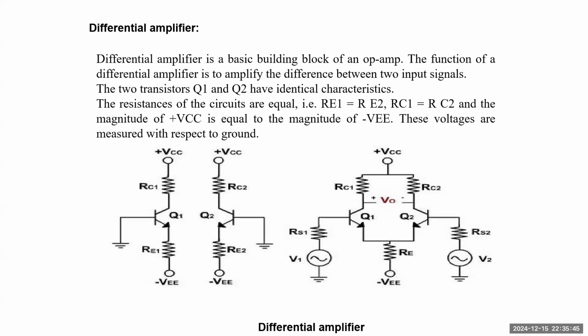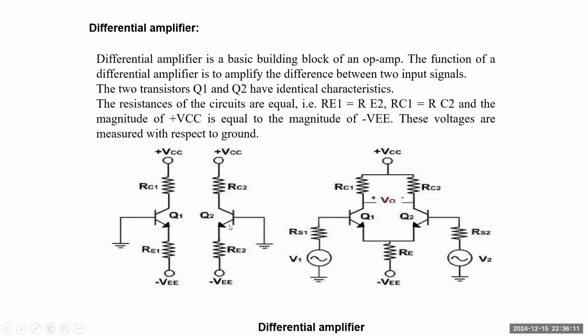They are connected in such a manner that the characteristics of the two transistors Q1 and Q2 will be the same, and we are going to consider the resistances RC1 equals RC2, RE1 equals RE2, and we are making the power supplies plus VCC of both the common emitter amplifiers the same, as well as making VE the same.